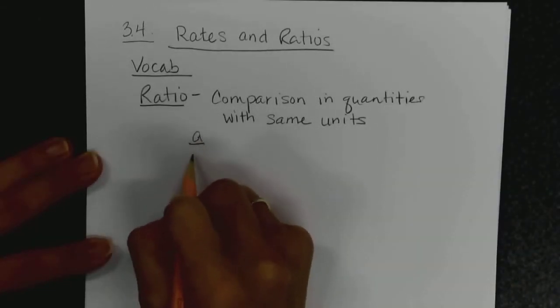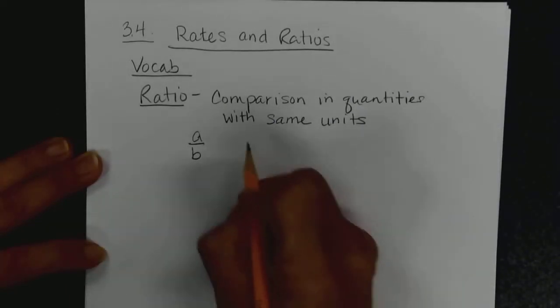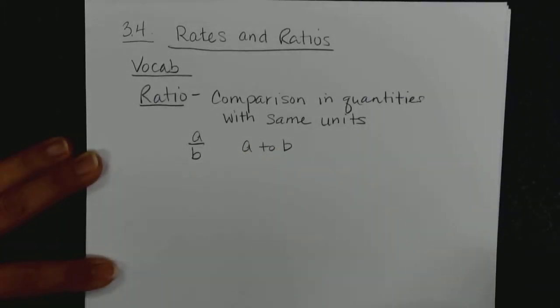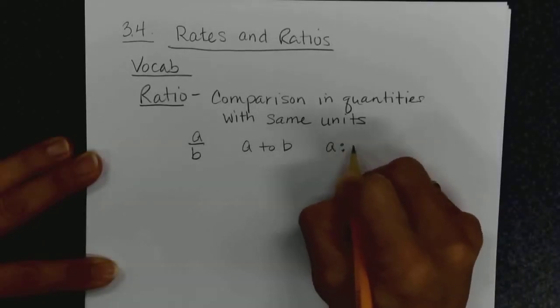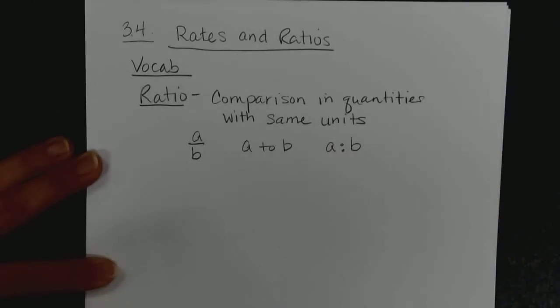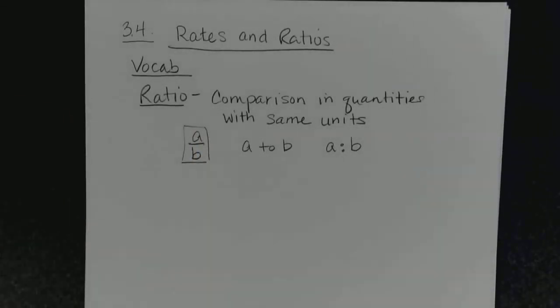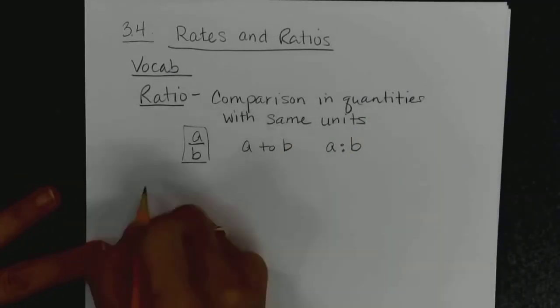So then Colton says A over B is a way to express a ratio, right, as a fraction. Another way to do it would be to say A to B, right? You've seen that before. That's a ratio. Or another way would be A colon B. These are all ratios, okay? But we are going to use this one right here, A over B. So a ratio is a comparison between quantities with the same units.